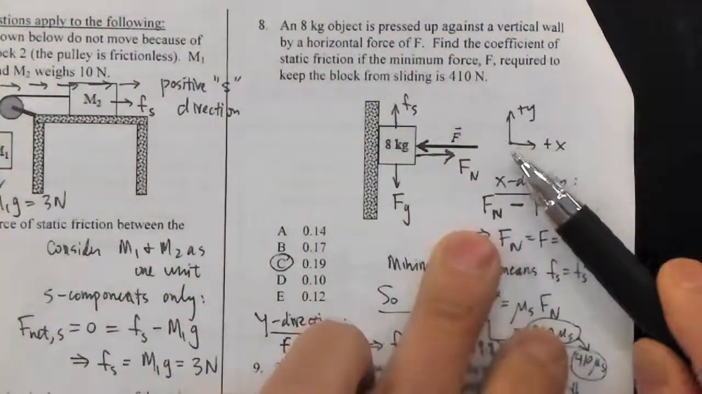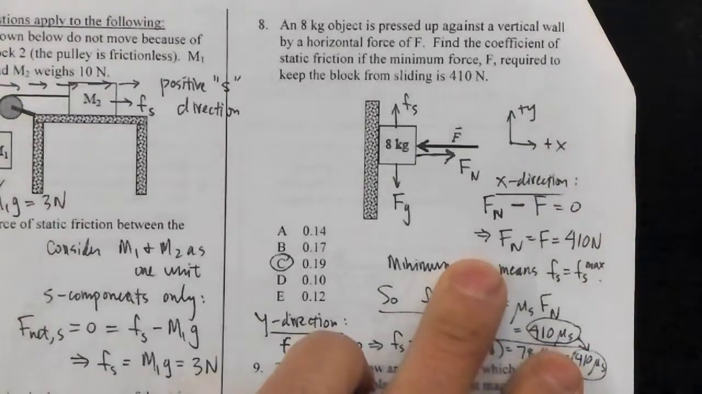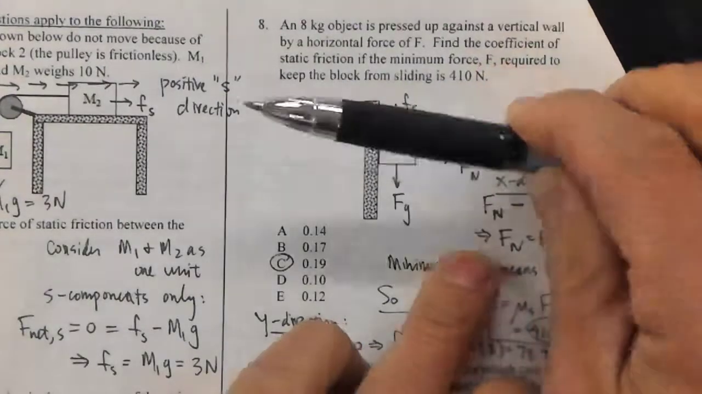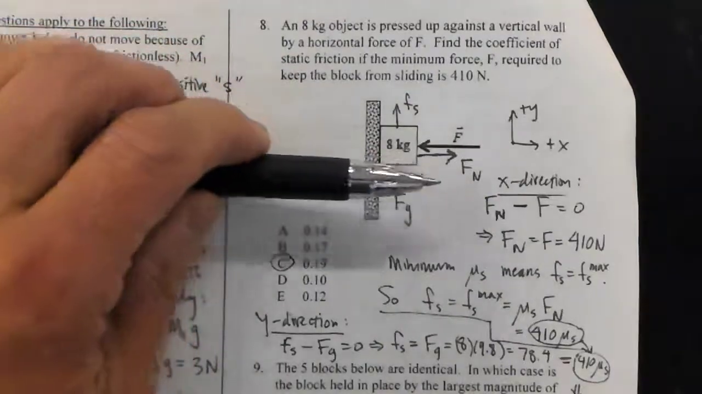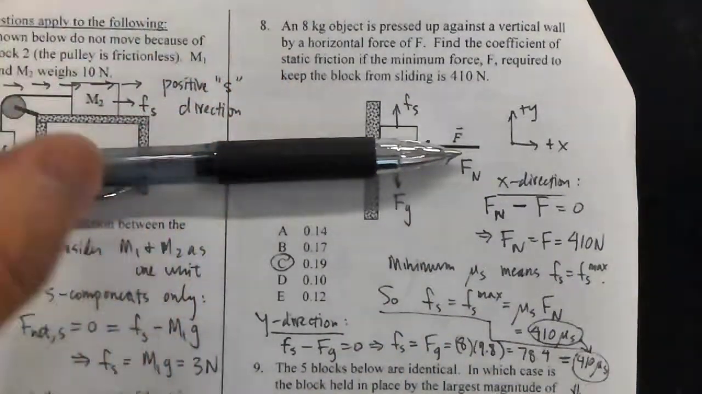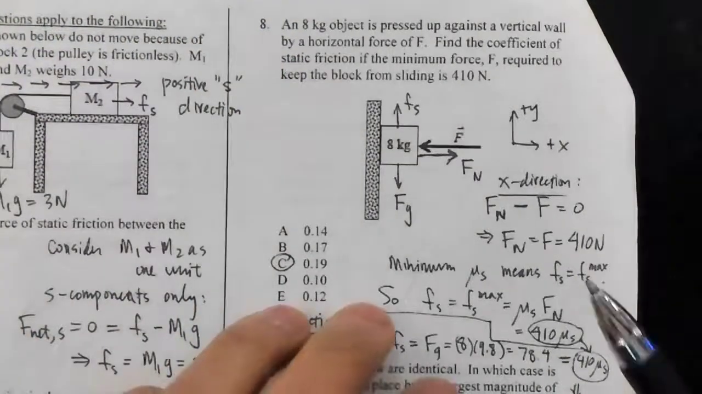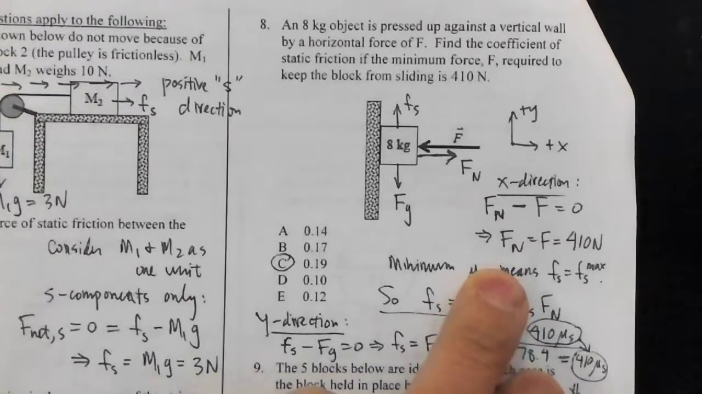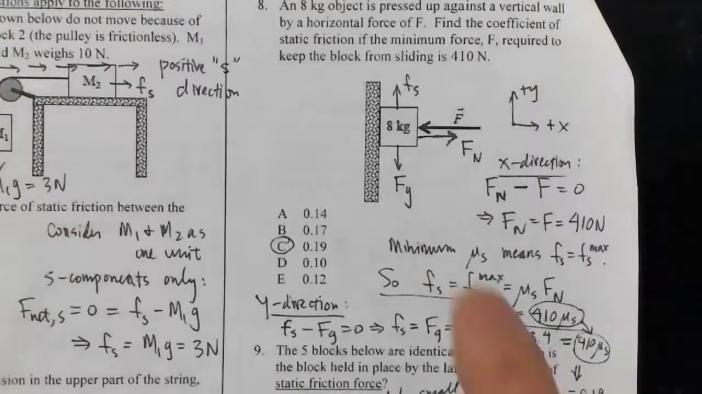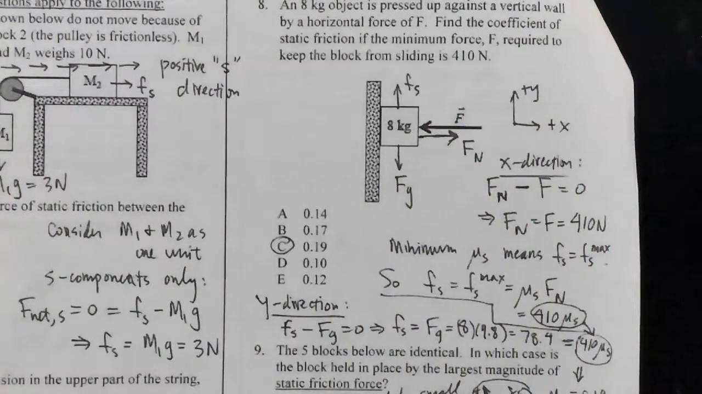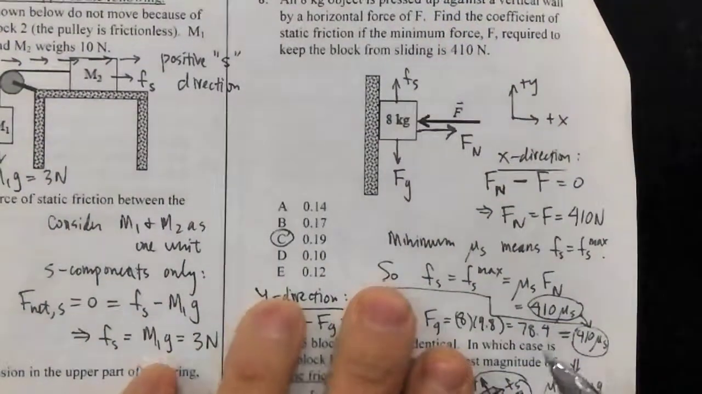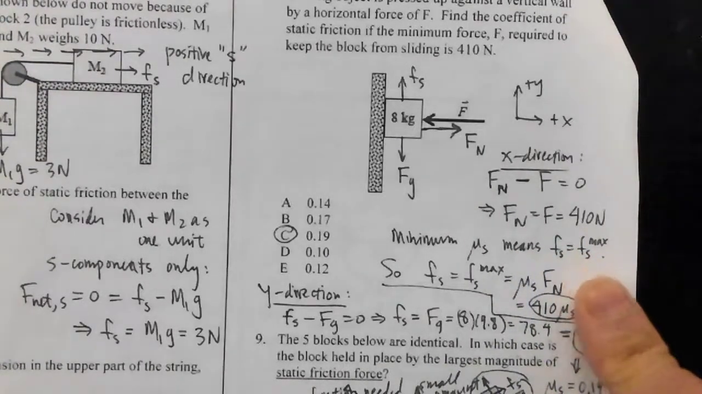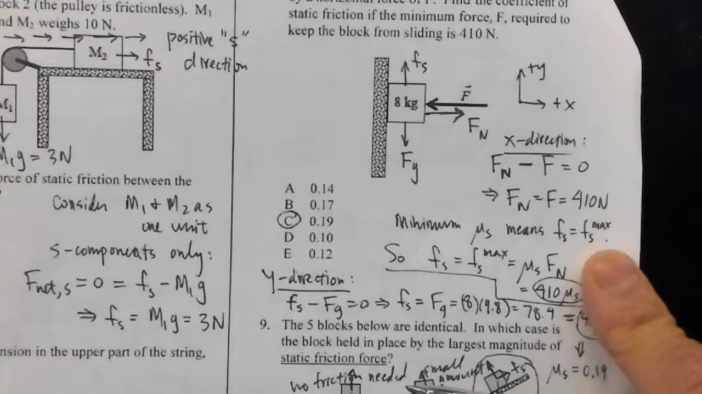Okay, so now we're going to look at forces in the x direction and the y direction. In the x direction first, we have the force F that's pressing the block against the wall, and we have the normal force of the wall pushing to the right, and they must cancel each other out. So Fn is equal to F, which is 410 newtons. You probably could have done that much quicker, just said the normal force has to be 410. That's kind of obvious. Okay, so again, because we have minimum force, the static friction force will be equal to its maximum possible value. So Fs equals Fs maximum.